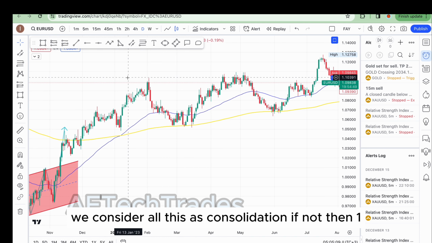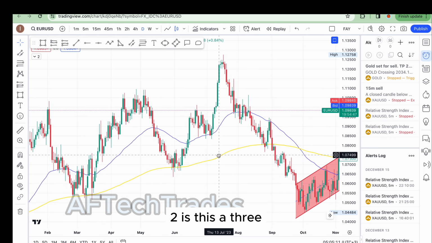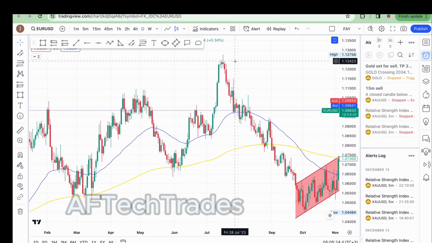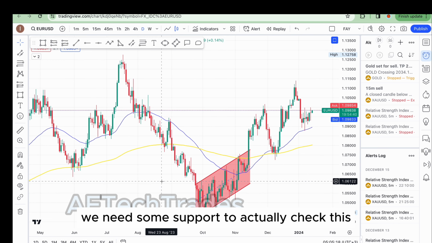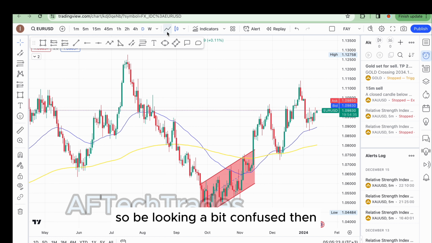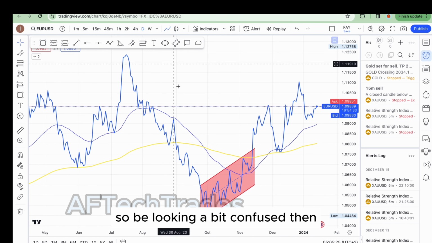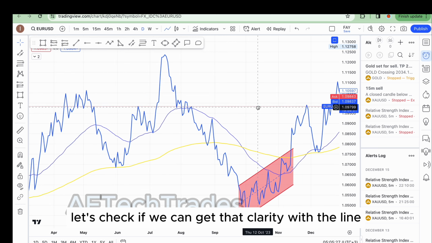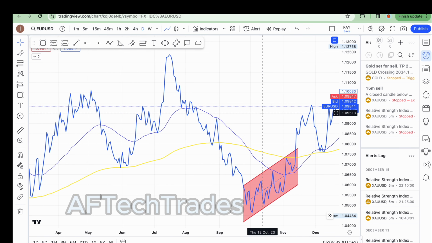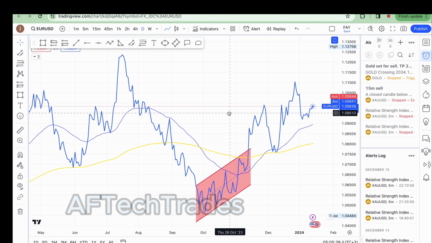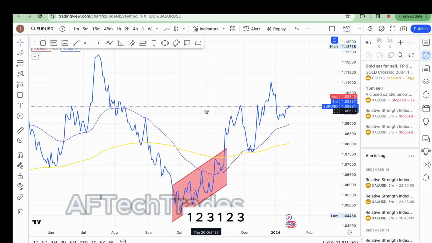If not, then 1 2, is this a 3? Then is this a 5? We need some support to actually check this. So looking a bit confused, then let's check if we can get that clarity with the line. Okay, 1 2 3 1 2 3.